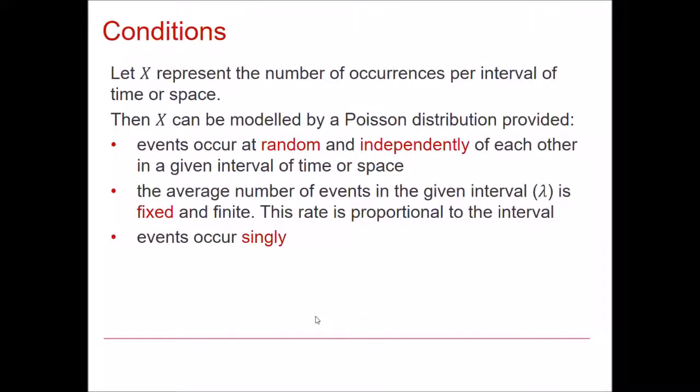Here are the conditions of the Poisson distribution, where x represents the number of occurrences per interval of time or space. The events must occur at random and also independently of each other, meaning the occurrence of one event doesn't have any impact on the occurrence of another one. When we say that the rate is proportional to the interval, we mean that, say we have 5 events on average in 1 hour, then we would have 10 events on average in 2 hours. And also, as already mentioned, we must have all events occurring singly rather than in pairs or groups.